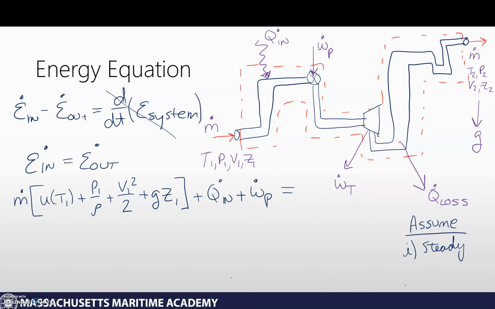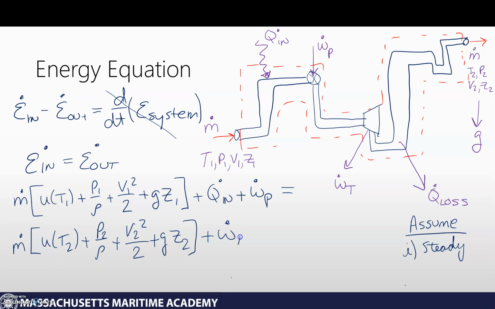Now, the first thing is the energy that's being carried out by the fluid is going to be the same as coming in. So U as a function of T2 plus, I'm sorry, I wrote that wrong. Pressure 2 over gamma plus V2 squared over 2 plus GZ2. So once again, my internal energy, my boundary work, kinetic energy, potential energy. What else is coming out of the system? Well, I have whatever work of my turbine is coming out, and then whatever I'm losing due to frictional effects.